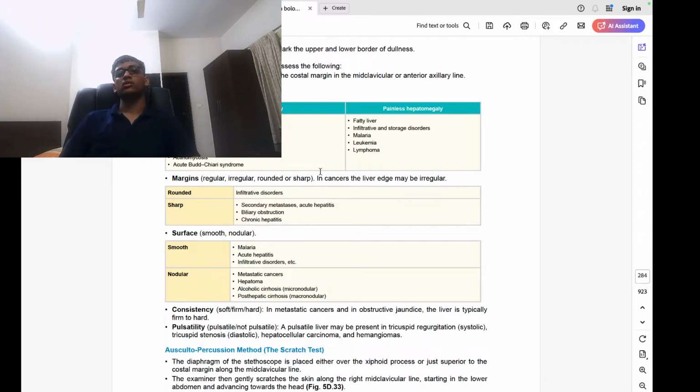Tender hepatomegaly is seen in right heart failure, acute hepatitis, viral, alcoholic, drug-induced, liver abscess, amoebic or pyogenic, hepatoma, infarct, actinomycosis, and acute Budd-Chiari syndrome. Painless hepatomegaly is seen in fatty liver, infiltrative and storage disorders, malaria, leukemia, lymphoma.